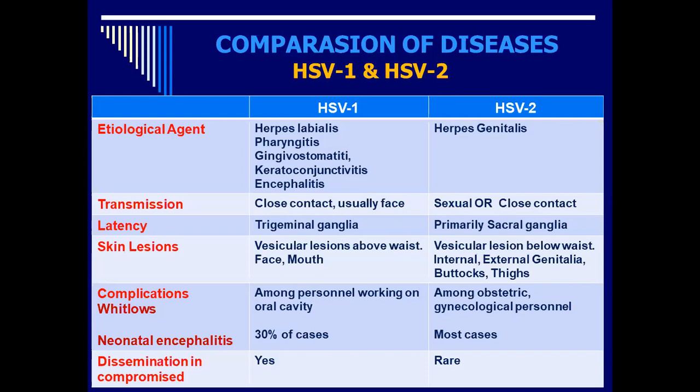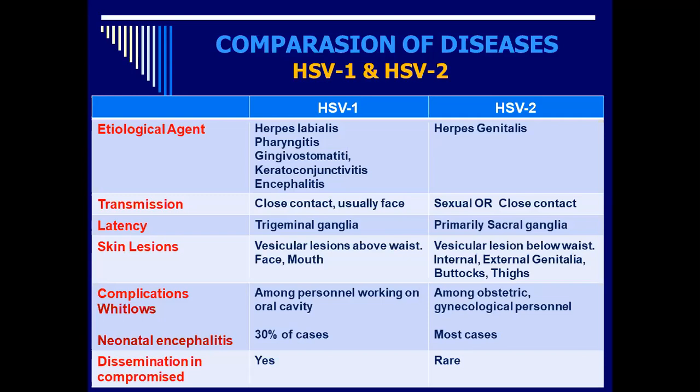Now, the complications of HSV1 are seen among personnel working on the oral cavity. This is mostly with physicians or dentists who, without taking precautionary measures, manipulate the oral cavity and incidentally or accidentally come in contact with the lesions and get the infection. In the case of HSV2, because it deals with the genital organs, this is mostly among the obstetricians and gynecologists who deal with all these cases.